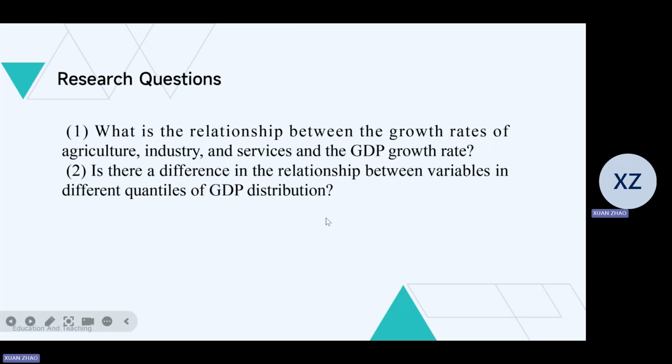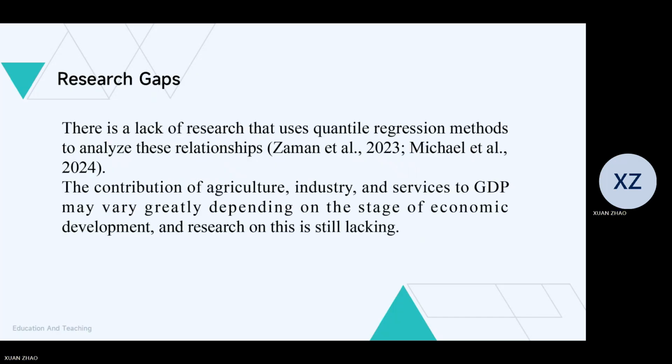Based on the research purpose, this study designed the following questions. The first one is what is the relationship between the growth rates of agriculture, industry, and services and the GDP growth? Is there a difference in the relationship between variables in different quantiles in GDP distribution? And there are many studies on the contribution of the various sectors to GDP growth.